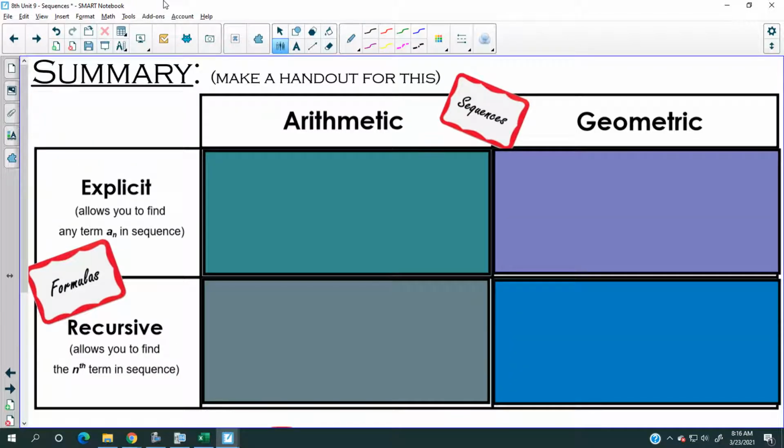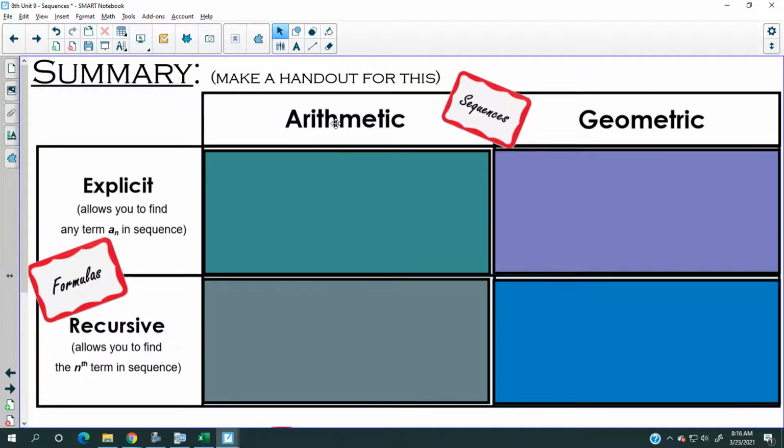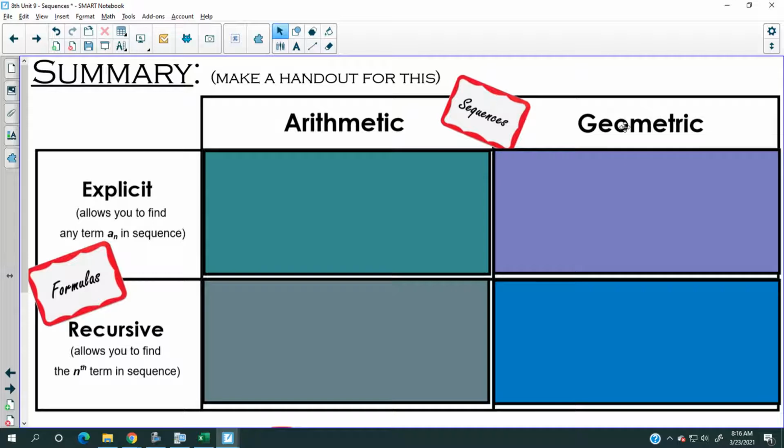Now, this is the summary. This is actually a graphic organizer I made. There are a couple of things going on here. Right off the bat, we already spoke about arithmetic sequences, what those are and what geometric sequences are, in the previous lesson. There are also 2 types of formulas. One is called an explicit formula, and I'll give you an example. Let's say we have several numbers here, like 2, 4, 6, 8, 10.